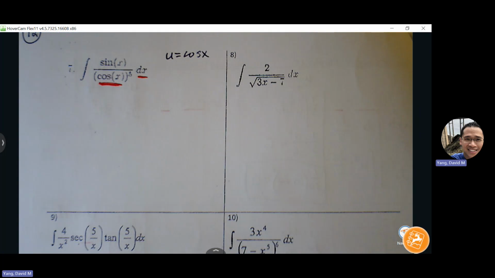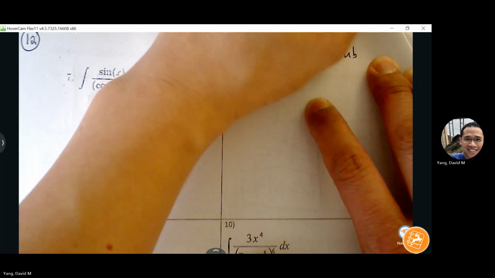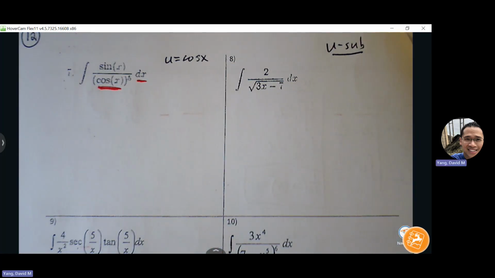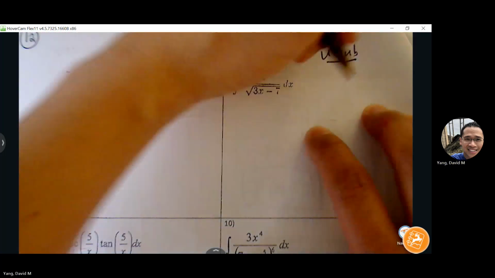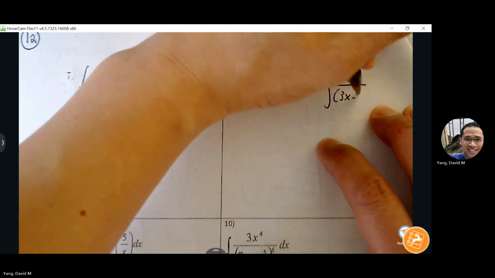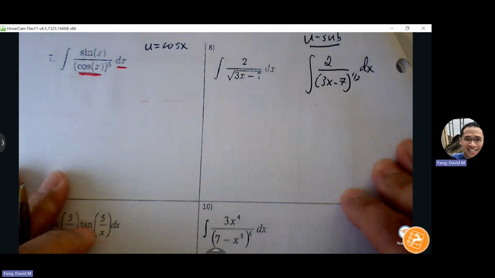Okay, number 8, can we expand our way through this problem? Can't, right? So our next option is u substitution. What could be our, or can we rewrite it so we can see a set of parentheses? Okay, what could be our u value?